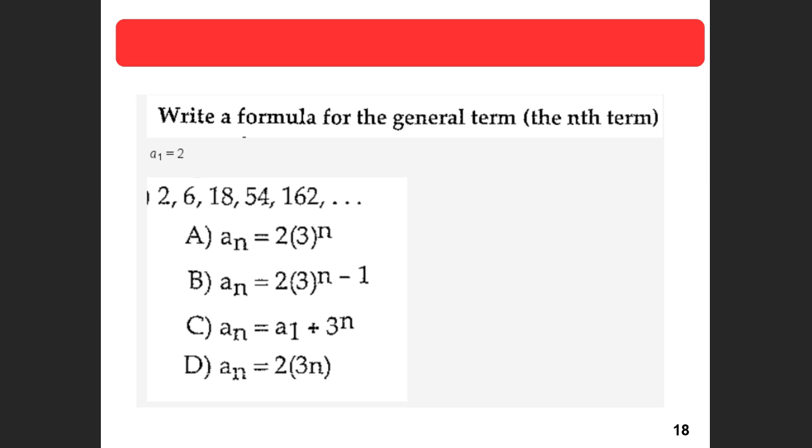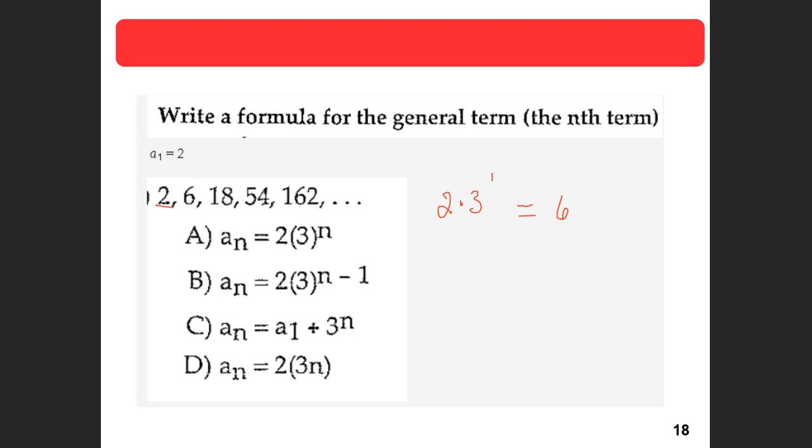Letter A. I'm going to disagree with that, and here's the reason. Because they say a sub 1 is 2. So if I took A as my answer, that means if I put 1 in here, I should get 2, right? Well, 3 to the first power is 3, and 2 times 3 is 6. That would be the first term.